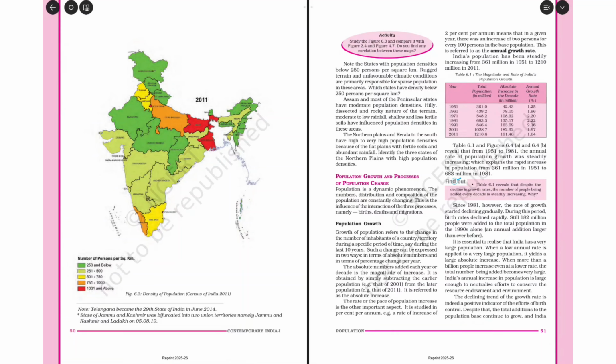Which leaves the final tier, the areas of high to very high density, like the northern plains and Kerala. The geographic formula here is the exact opposite of the sparse regions. The text highlights flat plains with fertile soils and abundant rainfall. If you are looking to build a civilization, that is the jackpot.